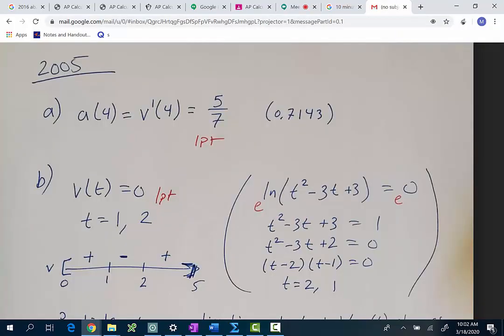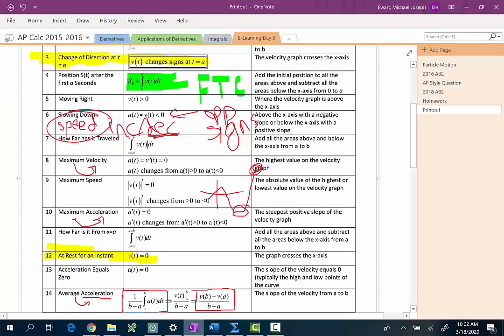So I think this one was a little bit easier. This one was one of the first years, right before they started changing the format of the calculator questions. So parts A and B almost could have been non-calc. With A, if we take the derivative of ln of t squared minus 3t plus 3, you guys should be able to do that derivative by hand.